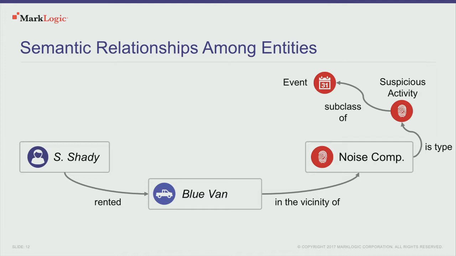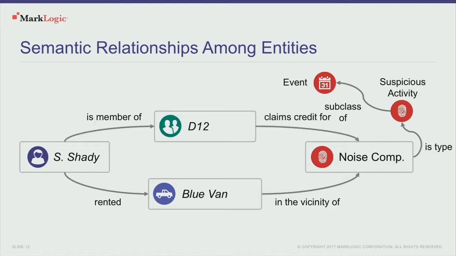There's a character named S. Shady, and he's known to have rented this blue van. So you see where this is going. We've got a rich graph of entities and how they are related amongst each other. So this is really the key to the multi-model approach to data integration, being able to have all of this context and information in the same place and be able to query over the various aspects of it.